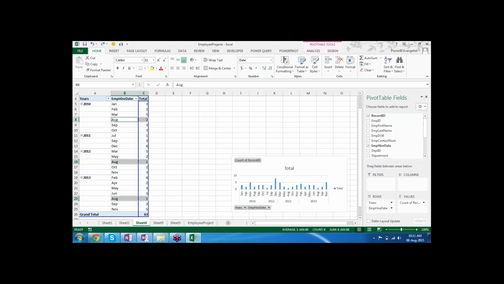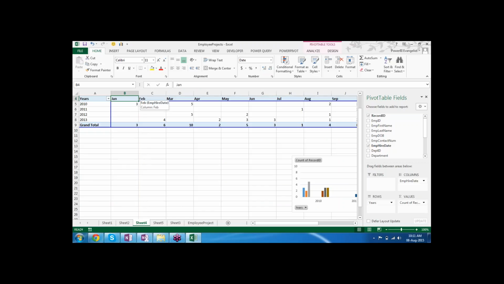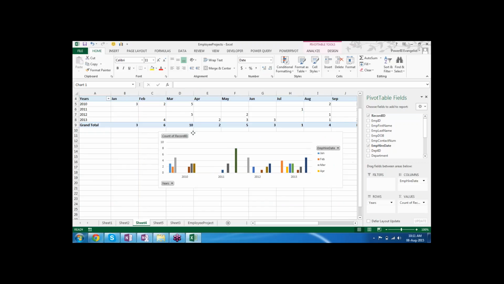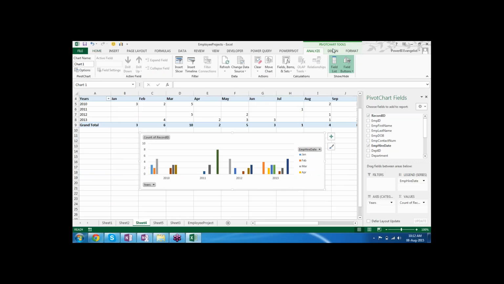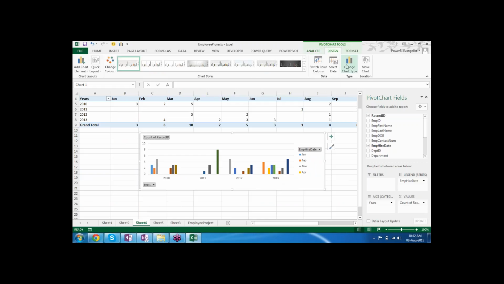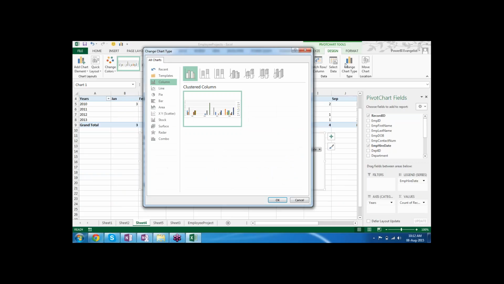So the thing that we were discussing is that first of all, what you need to do is take your hiring date over here, and you will see that it has changed to different columns. Now, what we need to do is simply go to our design option, and there's an option called change chart type. If you go to change chart type, you will see the next one is a stacked column.